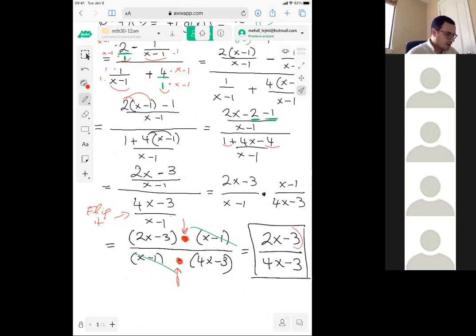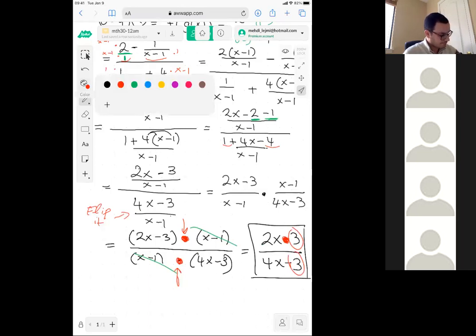Here there's a 3. Even if this is 3 in the bottom and the top, I cannot cancel out the 3, because it's not multiplication there. It's subtraction. So you need multiplication in the top and in the bottom. Even if it's times 3 here, I still cannot cancel, because it's a subtraction in the denominator. So you need multiplication both in the numerator and in the denominator.